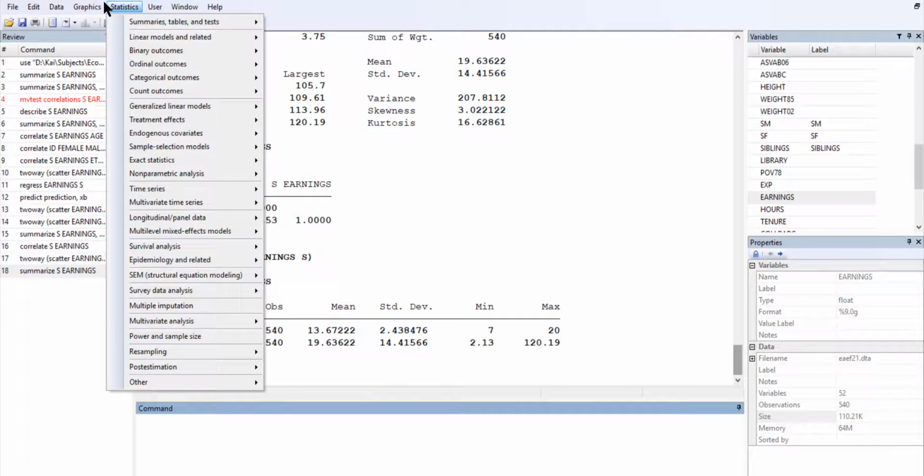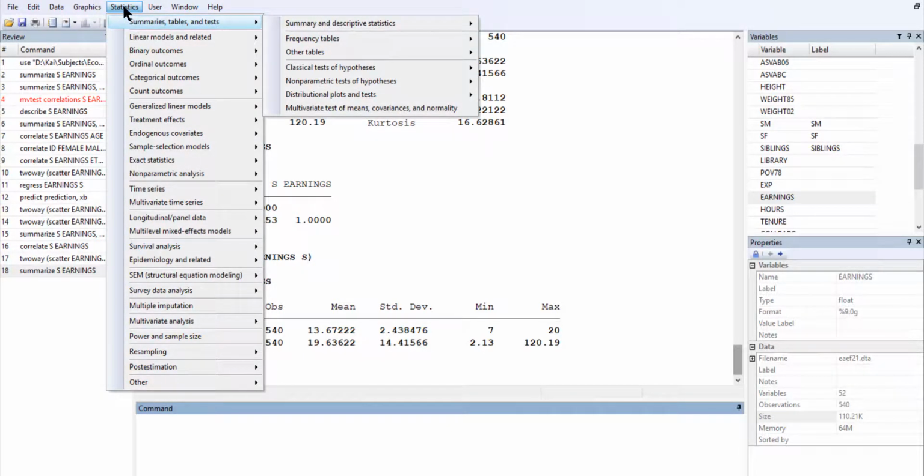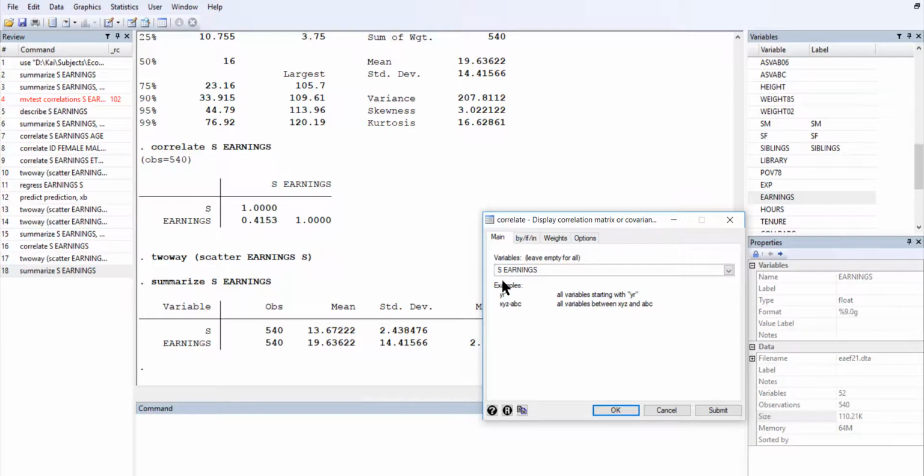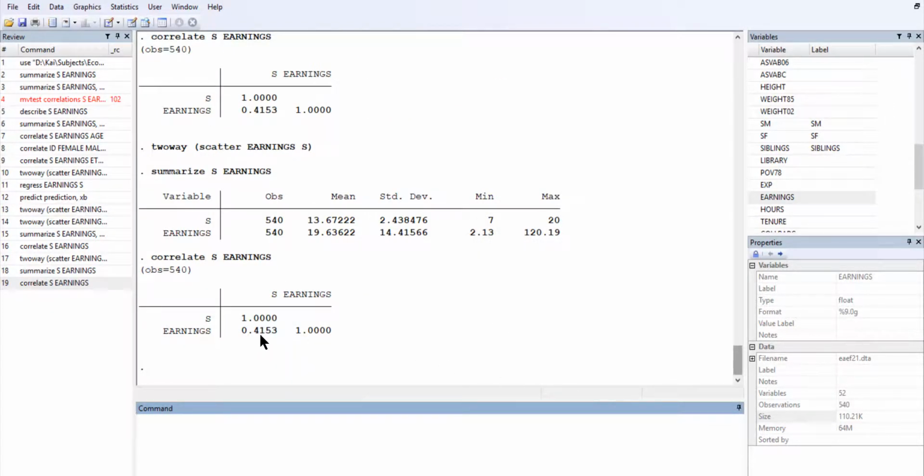The other statistic that we can look at is correlation. So we go to statistics, summaries, tables and tests, and then in this menu, summary and descriptive statistics, we choose correlations and covariances. Okay, again my choice is the same. It's years of schooling and earnings, and without touching anything else I press OK, and here I see that the correlation between years of schooling and earnings is pretty high. It's 0.4153. So this suggests that the regression line, if we regress earnings on S, the regression line should be positively sloped.